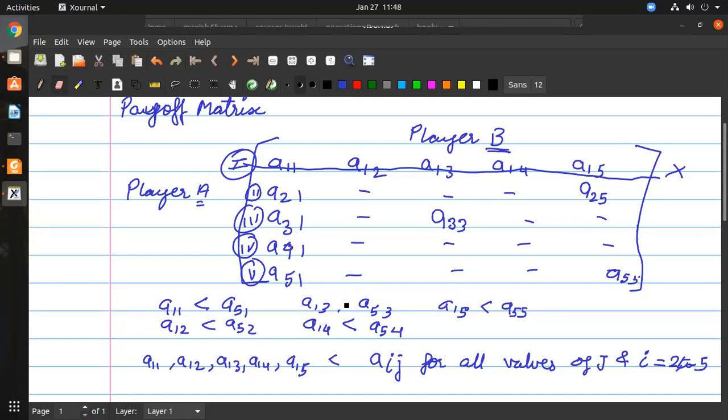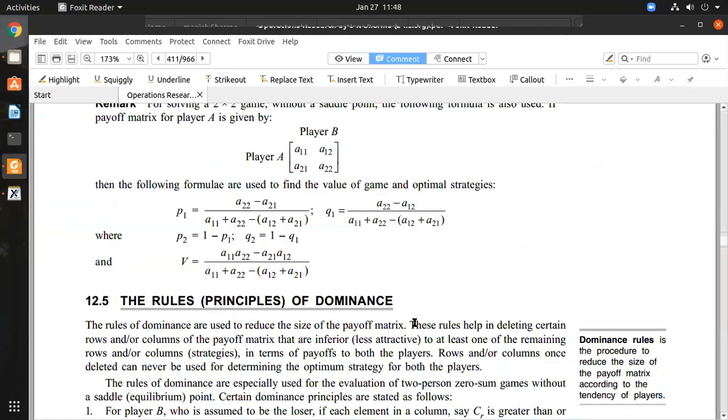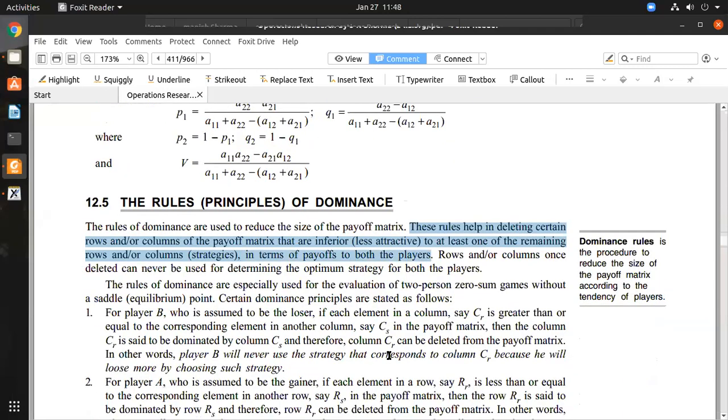Okay. So what we need to check? We need to check that all the values are inferior. That is what he has written here. You can see that these rules help in deleting certain rows or columns of the payoff matrix that are inferior. A specific word is being used: inferior. What is inferior? Less attractive than at least one of the remaining rows or columns or strategies in terms of payoffs to both the players. Is it understood? Now let us see the rules.